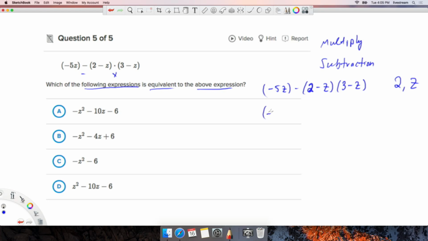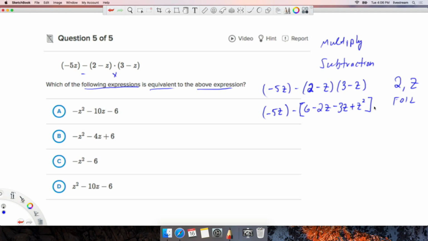So if I continue with this problem, negative 5z minus, and then what I'm going to do here is FOIL, polynomial multiplication, and that stands for first, outer, inner, last. If I multiply the first terms, the 2 times the 3 is going to be 6. The outer terms, the 2 times the negative z, is going to be minus 2z. The inner terms are going to be minus 3z, so the negative z times 3. And then I've got the negative z times negative z, and that's going to be a positive z squared.